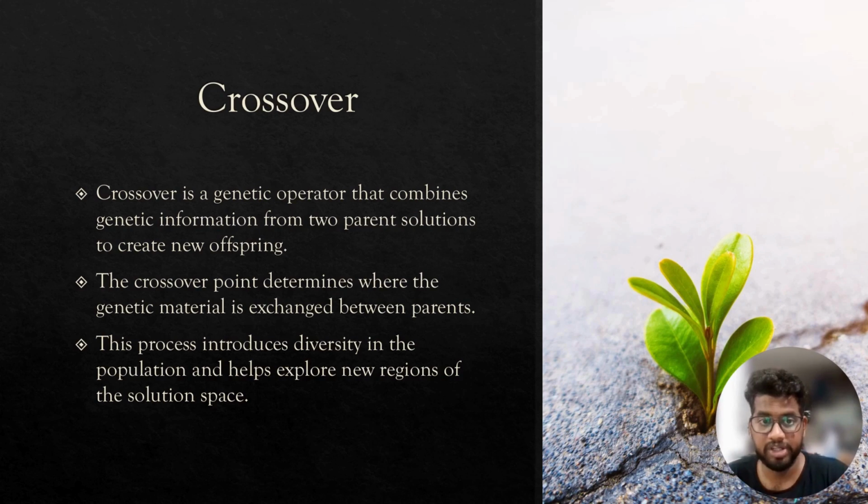Crossover is a genetic operator that combines genetic information from two parent solutions to create new offspring. The crossover point determines where genetic material is exchanged between parents. The process introduces diversity in the population and helps explore new regions of the solution space. Crossover is also sometimes referred to as recombination. It involves combining genetic information from the two parents' chromosomes to create new offspring. Different crossover techniques such as single point crossover, multi point crossover, or uniform crossover can also be used. The goal is to explore the search space by creating offspring that inherit beneficial characteristics from their parents.